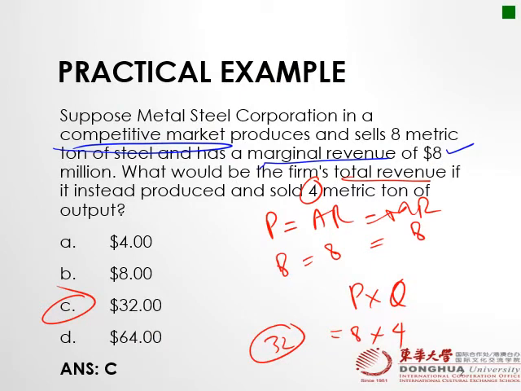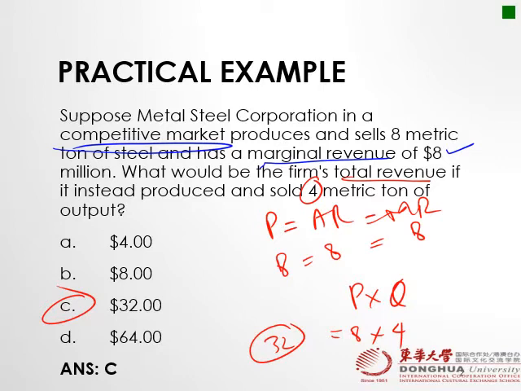So if you understand that concept, please answer this question. Suppose Metal Steel Corporation in a competitive market produces and sells 8 metric tons of steel and has a marginal revenue of 8 million. What should be the firm's total revenue if it instead produced and sold 4 metric tons, right? I'm just going to give you time. Pause this video and try to find out the answer, right?